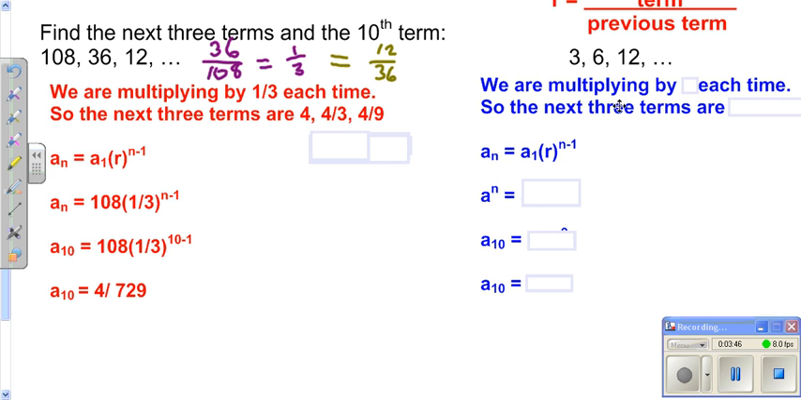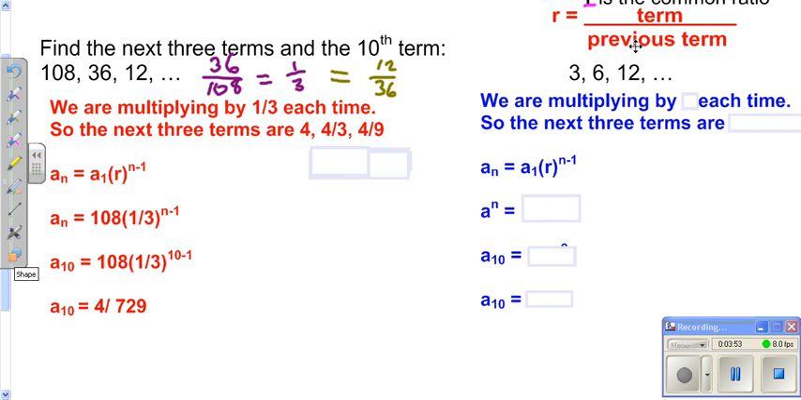We need to do the same type of thing over here. We need to first of all figure out your ratio. So you could take your 6 divided by your 3 and you get 2, or your 12 divided by 6 and you get 2. So we're multiplying by 2 each time. That's your common ratio. You multiply your 12 by 2 to get to the next one, and that's 24. Take that and multiply it by 2 to get the next one, and you get 48. Take 48 times 2 to get 96.